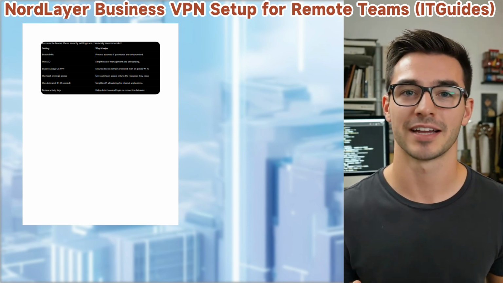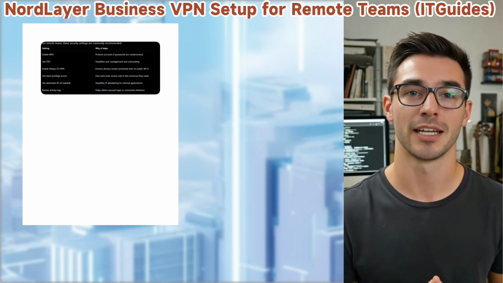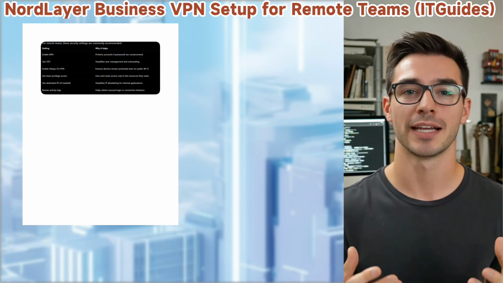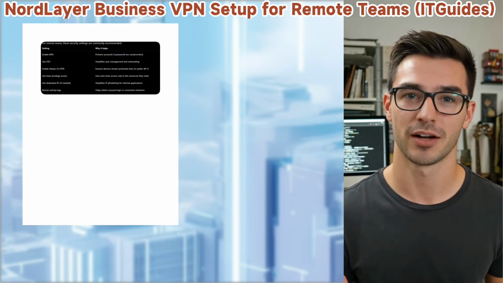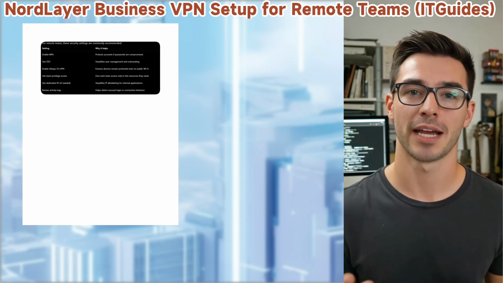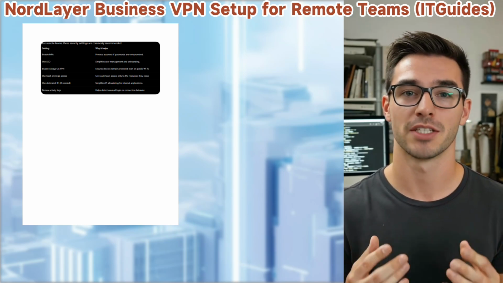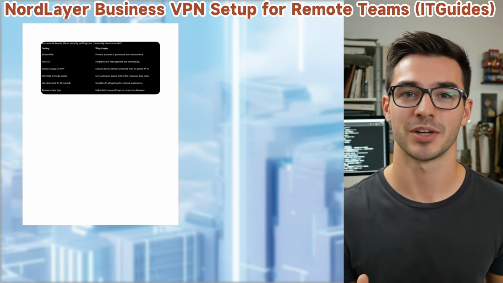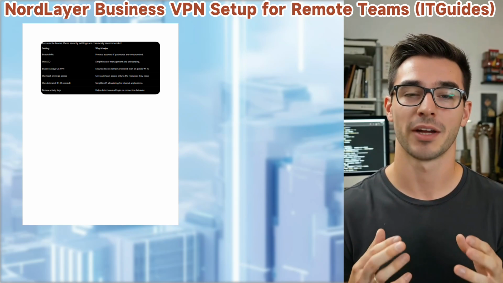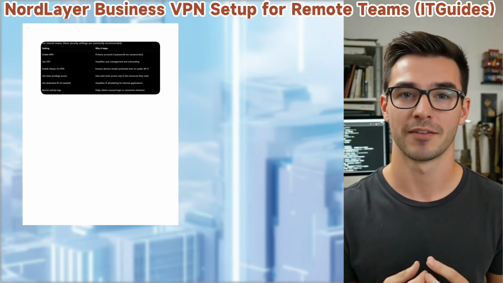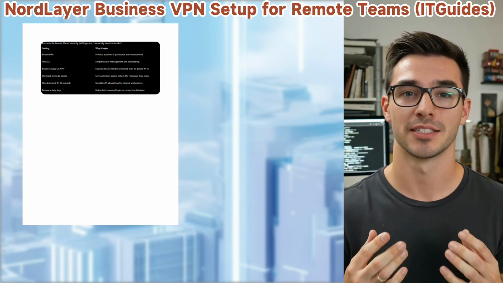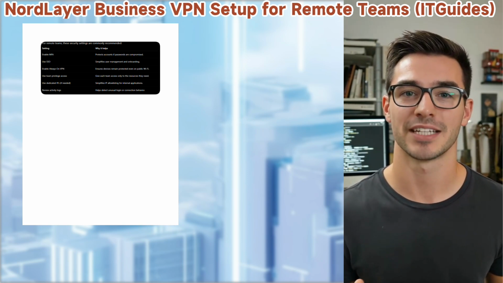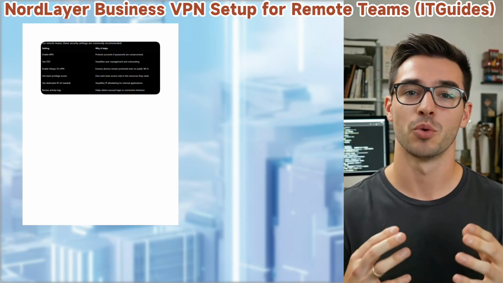2. Configure identity and authentication, ideally using your existing identity provider such as Microsoft Entra ID, Google Workspace, Okta, or OneLogin with SSO and MFA. 3. Create teams, for example, engineering, finance, sales, and assign users to the appropriate groups. 4. Configure network access by creating virtual private network gateways, assigning dedicated IPs if needed, and defining which users or teams can access specific internal resources.